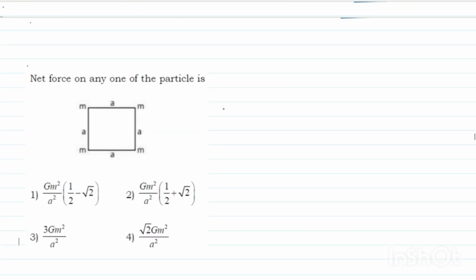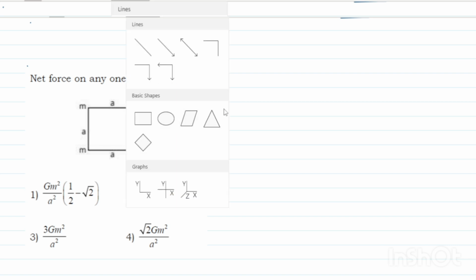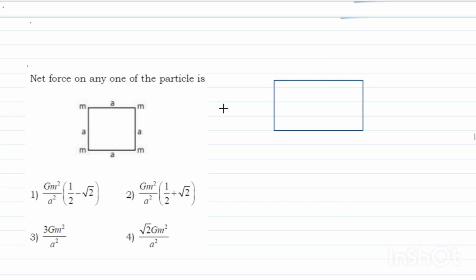Let us see the next question, students. Here the net force on any one of the particles is asked. It is given in a square form. Here this is m, this is m, here it is m, and here it is m. All the sides are the same.